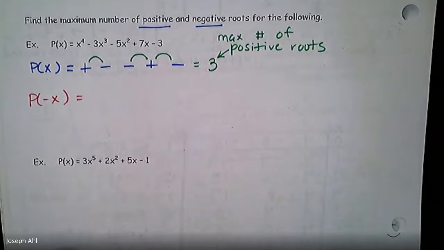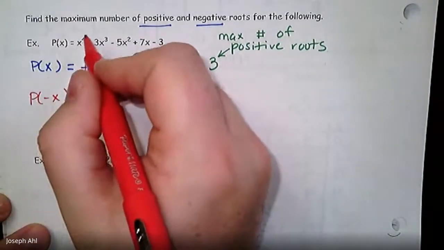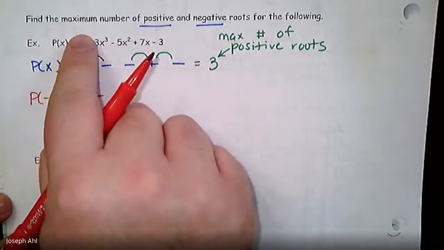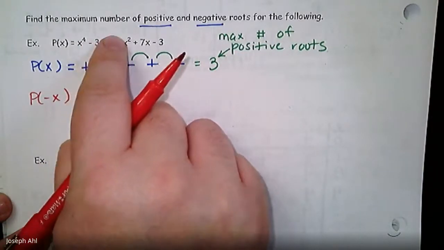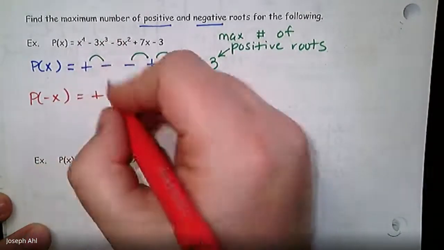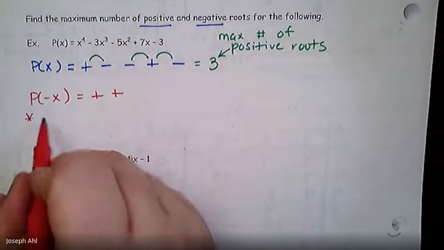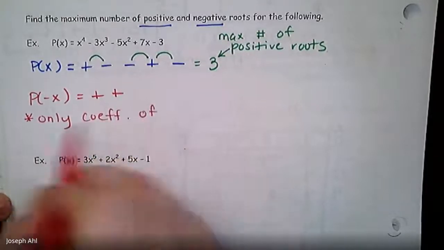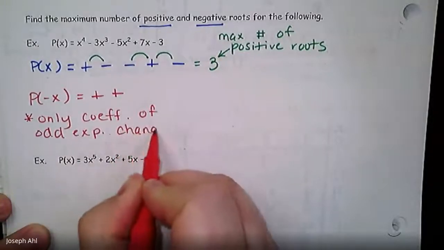What you should remember is that when you replace with a negative x, if it's being raised to an even exponent, the coefficient's not going to change. Negative x to the fourth would still become positive in the end. But if you raise a negative x to the third power, that's going to change from negative to positive. So when you do p of negative x, only the coefficients of the odd exponents change.